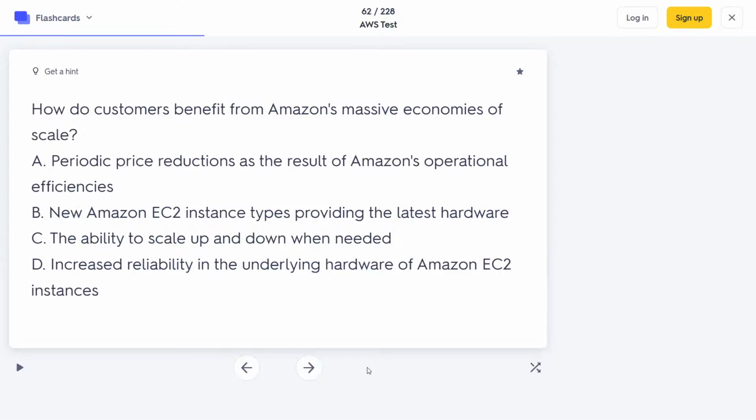Let's see what my boy Bar had to say. What do customers benefit from Amazon's massive, wow, what is that word? Massive economies of scale. Cheap. Well, option number C is kind of right. Option number A is also right. A is right, yeah. They care about money, I guess.